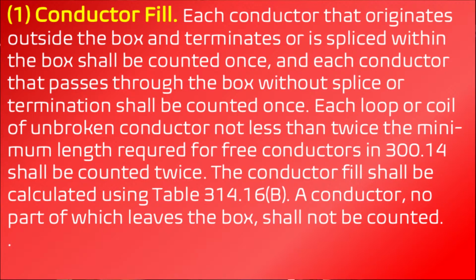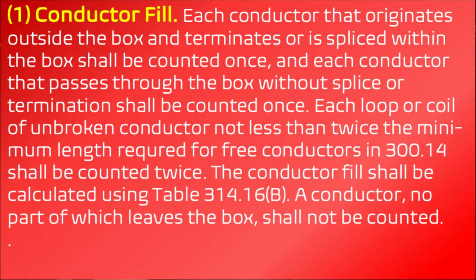So now they're talking about how everything will be counted once, and each conductor that passes through the box without a splice or a termination shall be counted once. And then it says each loop or coil of unbroken conductor not less than twice the minimum length required for free conductors in 300.14 shall be counted twice.